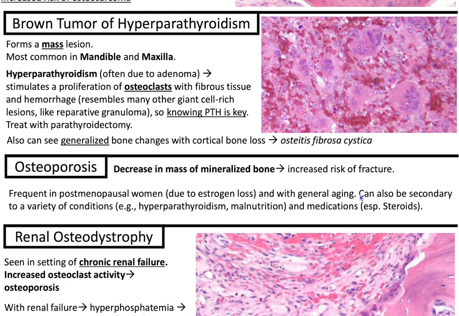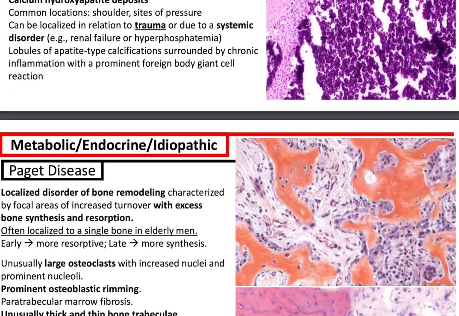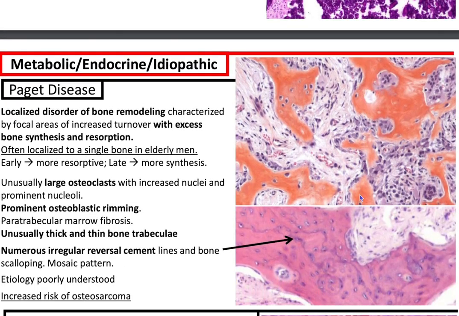We're going to talk about the last category, metabolic, endocrine, idiopathic. So Paget's disease. This is a localized disorder of bone remodeling, and you'll have excess bone synthesis and resorption. In the early stage, you'll have more resorption, so the osteoclasts are more activated. And in the late stage, you'll have more synthesis, where the osteoblasts are more activated.